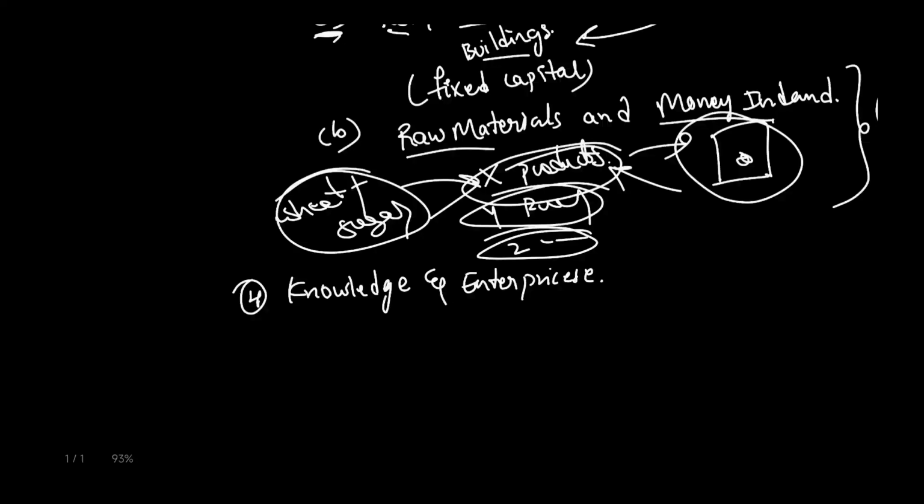Suppose you want to produce a cookie packet, just a cookie or any X item. Okay, now you have land and other natural resources. You have plenty amount of land. You have all the resources. You have labor. You have highly educated labor. You have physical capital too, which includes tools, machines, buildings, and you have raw materials too.